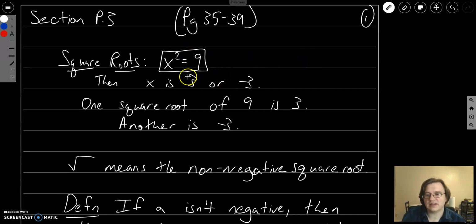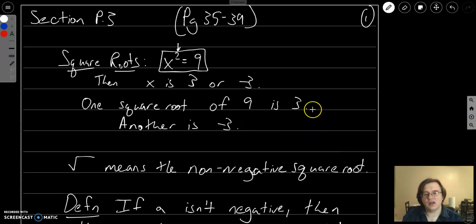And when we're looking at this, we can see that if we are going to square x, as in multiply x times x to get 9, we know that 3 times 3 is 9, but we also know that negative 3 times negative 3 is 9. The negative signs will cancel out and give us 9. This is referred to as the square root. Here we call this x squared. So the root of this equation is going to be essentially the solution. And one square root is going to be 3, and another square root is going to be negative 3.